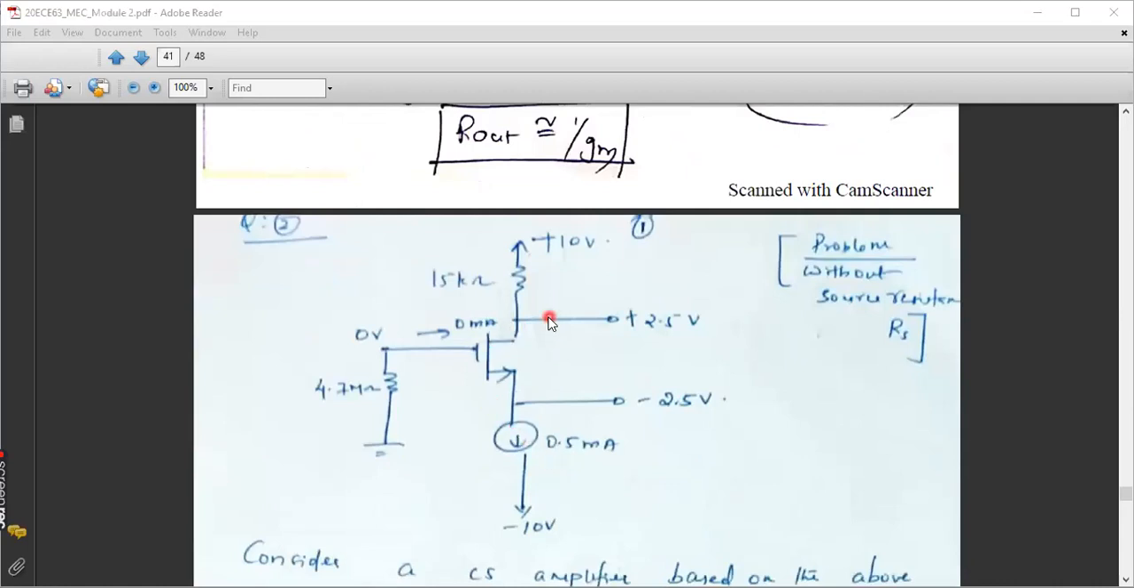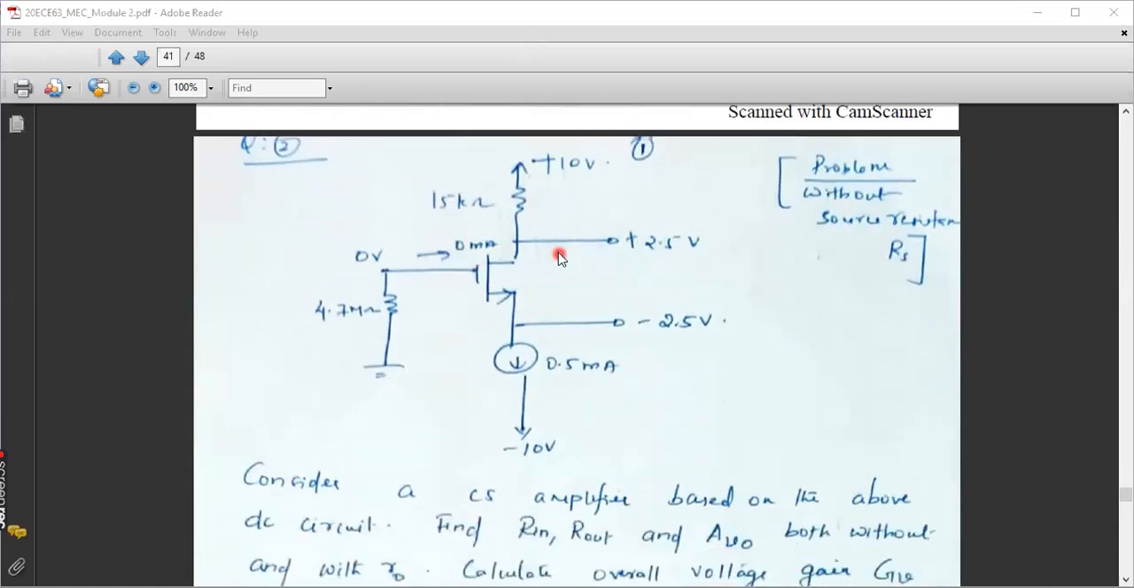So that is all with module 2. Now we have 2 to 3 problems pending to do. This particular problem is very important for your CIE as well. So please take down this figure and the question.